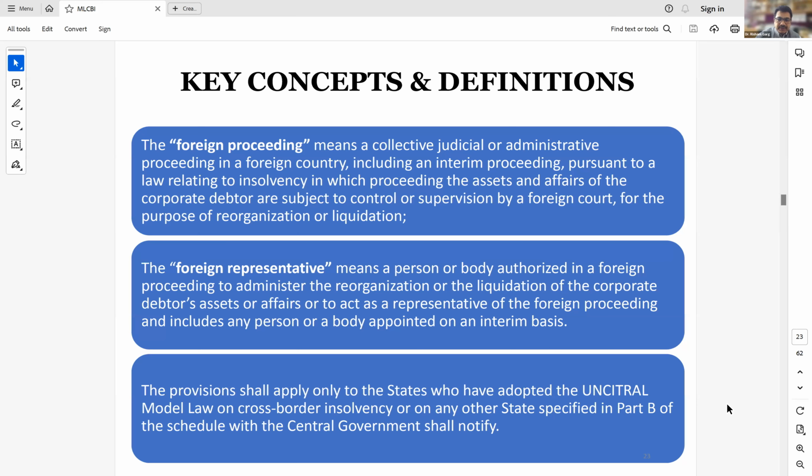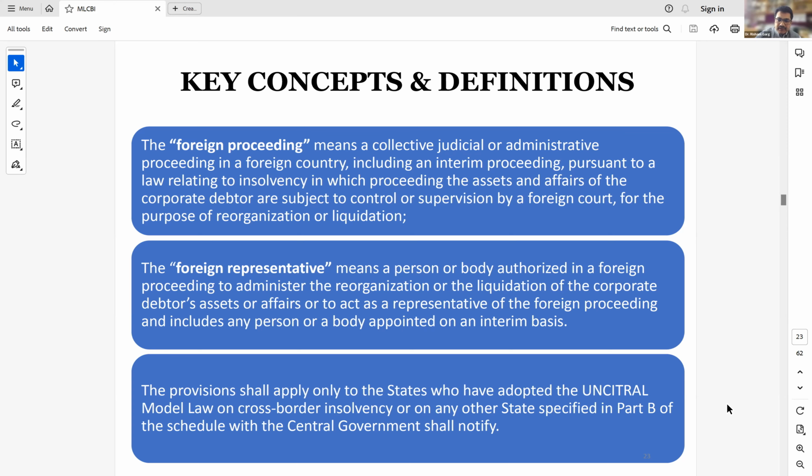So, insolvency means a collective proceeding, and the same definition applies: it has to be a collective proceeding which may be judicial or administrative in nature. Then the foreign representative means a person or body authorized in a foreign proceeding to administer the reorganization or the liquidation of the CD's assets or affairs, or to act as a representative of the foreign proceeding, and includes any person or body appointed on an interim basis.